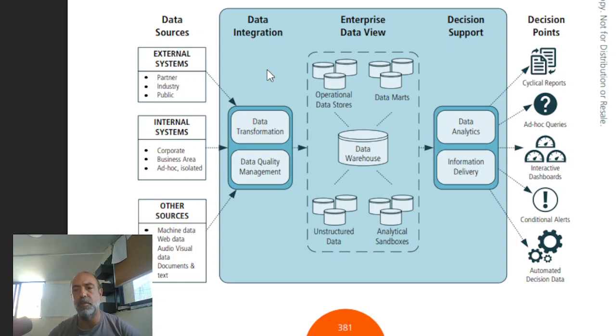And ultimately, decision support: there's the data analytics and information delivery, and the decision points, where the cyclical reports, ad hoc queries, interactive dashboards, conditional alerts, and these are basically where you get to see the data, right?